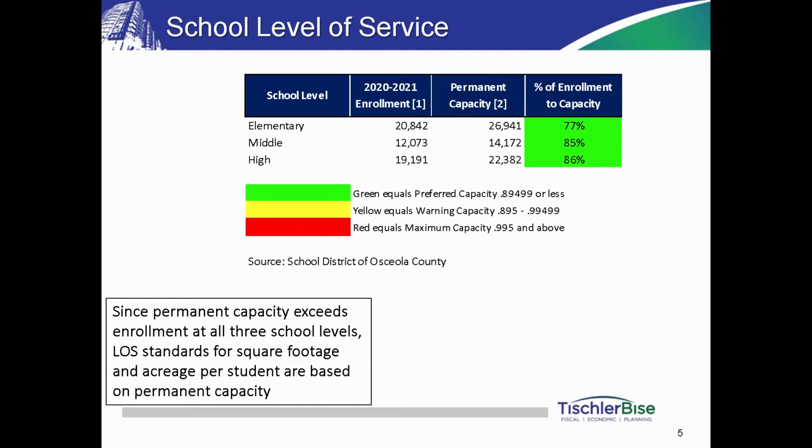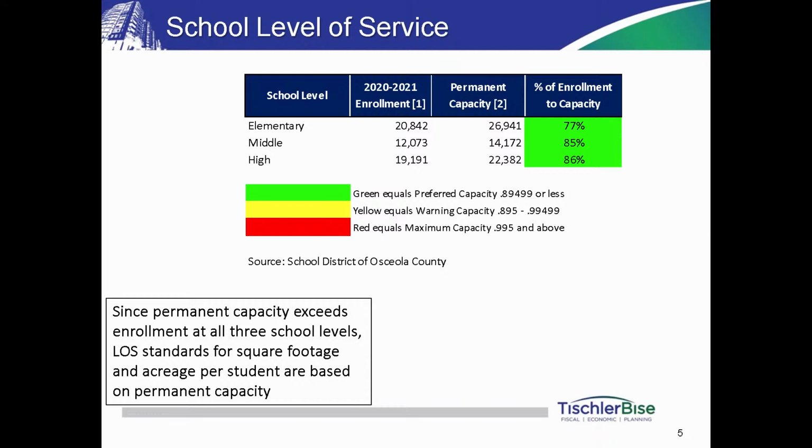But what does that mean in terms of what we're providing as a district? We work with district staff, and they've got their own measurements internally, which you'll see in this color index here, where green equals a preferred capacity at school levels, which is 89.5% or less. Yellow is basically a warning sign that we're approaching capacity, at 89.5% to 99.5%. And then red equals where we have exceeded maximum capacity, and I'm just going to put words in the school district's mouth, sort of an emergency situation. We need to relieve these capacity needs.